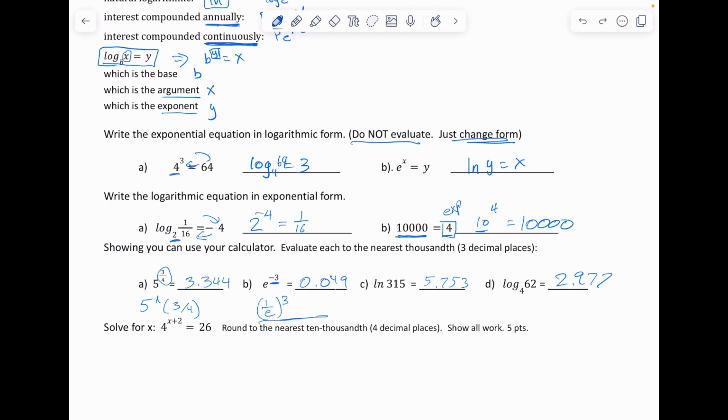For D, it's log 62 divided by log 4. I recommend you pay attention to where you put your parentheses. On a calculator, I see a lot of people make the mistake of putting log 62 log 4 divided by log 4. You have to close the parentheses first.